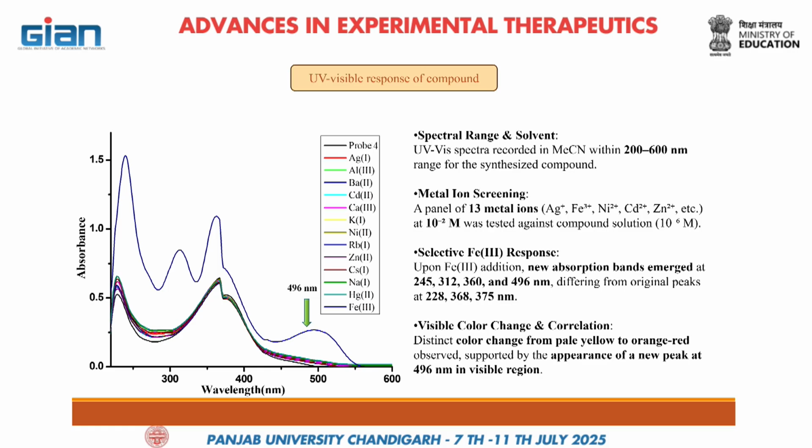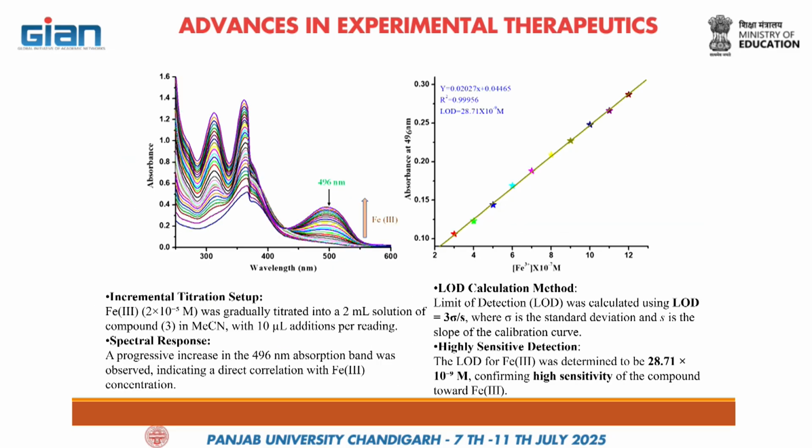Then the UV visible response of our compound was also recorded in the 200 to 600 nanometer range. 13 different metal ions were used at 10 to the power minus 2 molar concentration. Upon addition of iron, new absorption bands emerged at 245, 312, 360 and 496 nanometer. The distinct color change from pale yellow to orange red was supported by the appearance of the new peak at 496 nanometer, which was in the visible region.